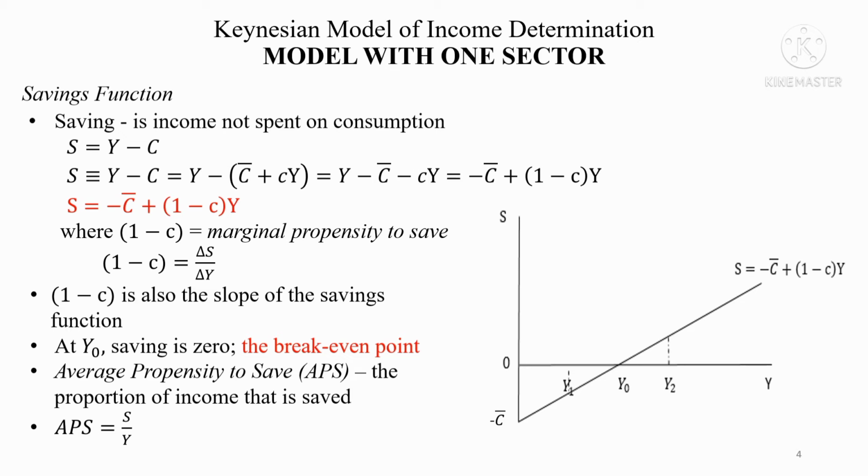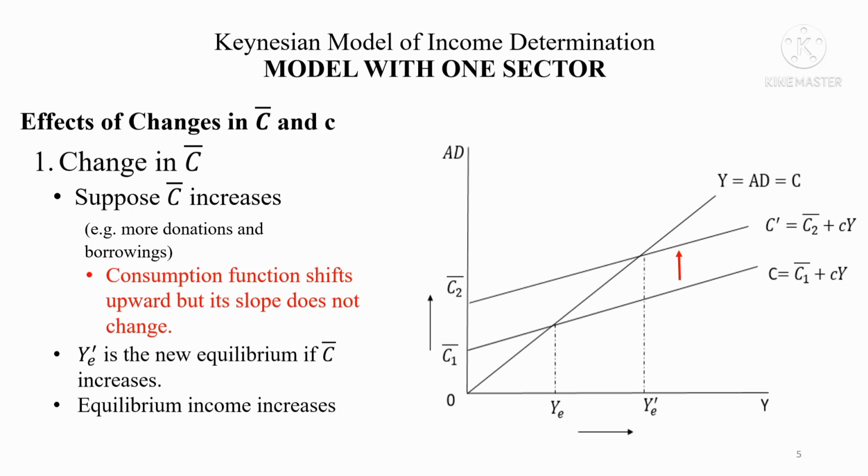MPC plus MPS is equal to 1. MPS is also the slope of the saving function. Now, what will happen if C bar, or the small c, changes? Firstly, suppose C bar increases. Say, there are more donations or borrowings from the side of the households.